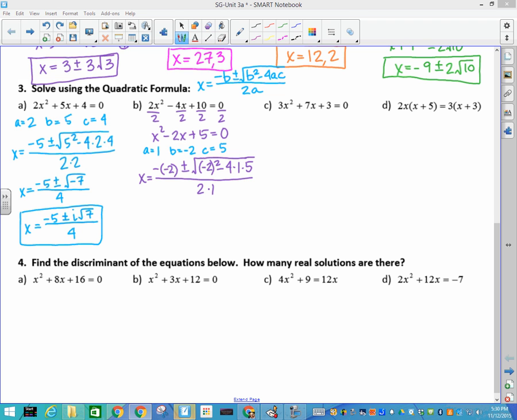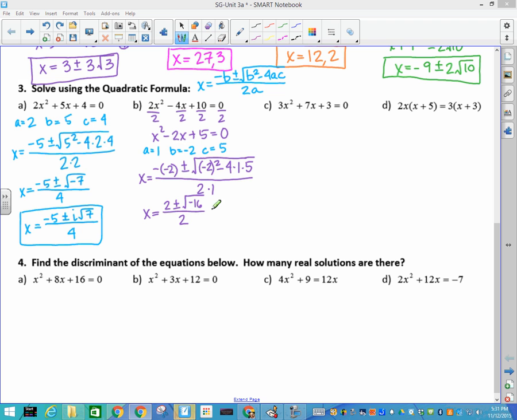Over 2 times 1. So that gives me x equals, obviously negative negative 2 is a positive 2, plus or minus the square root of, that's 4 minus 20, which is negative 16, over 2.